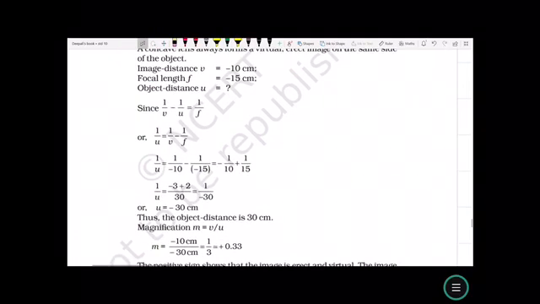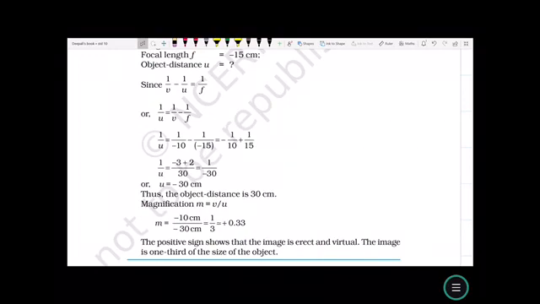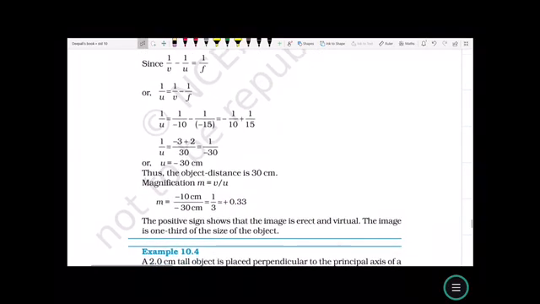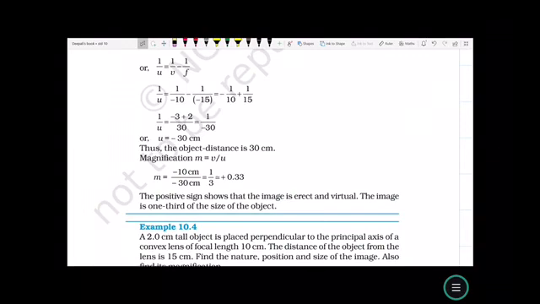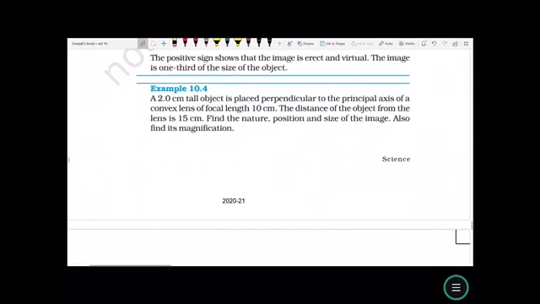Since 1 upon v minus 1 upon u is equal to 1 upon f, or 1 upon u is equal to 1 upon v minus 1 upon f, replacing the values from the question, we get u is equal to minus 30 centimeter. Thus the object distance is 30 centimeter. Magnification m is v upon u. So m is equal to minus 10 upon minus 30 is equal to 1 upon 3, that is equivalent to plus 0.33. The positive sign shows that the image is erect and virtual. Image is 1/3 of the size of the object, means it is smaller than the size of the object.